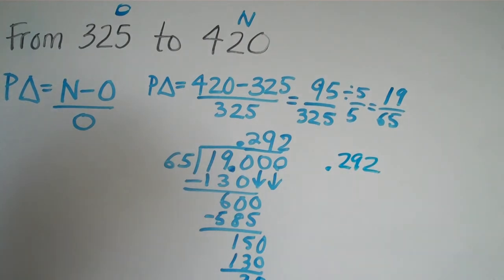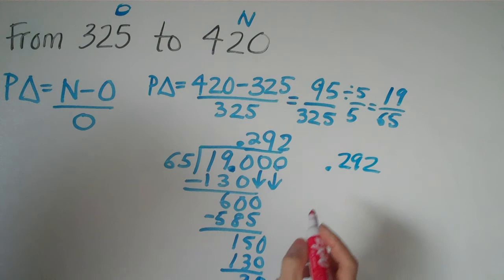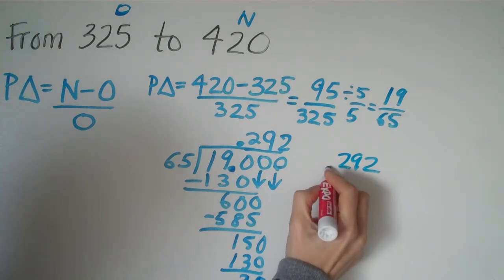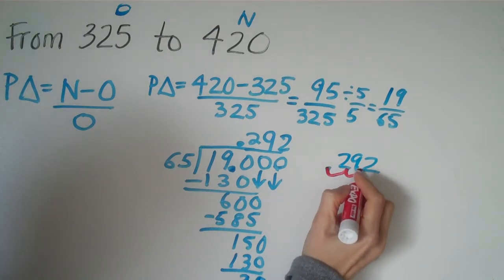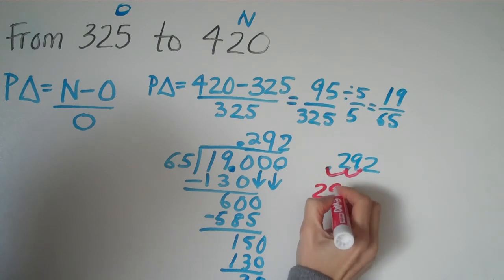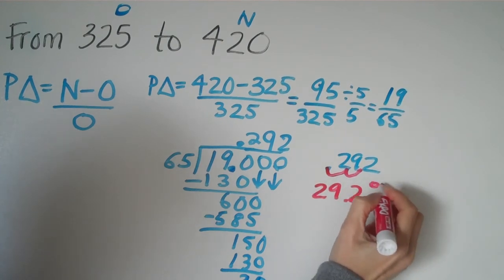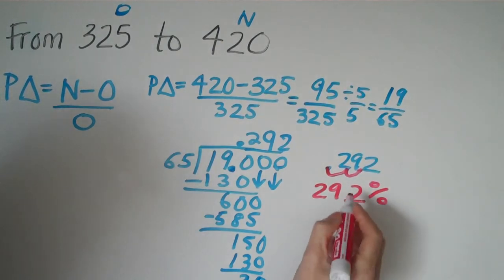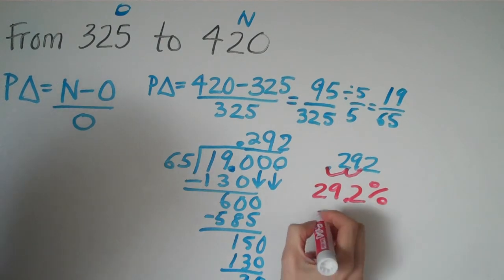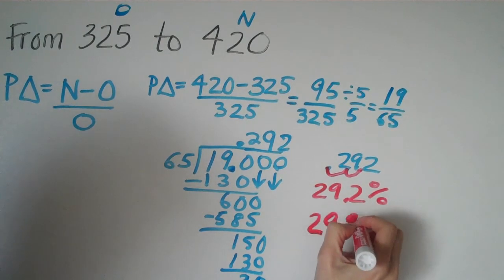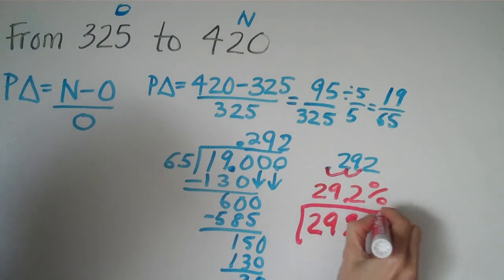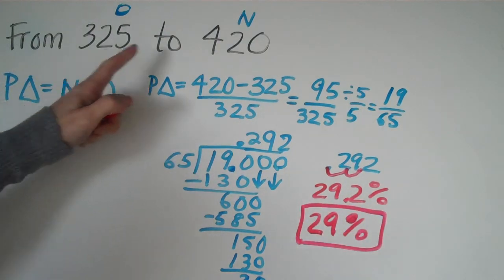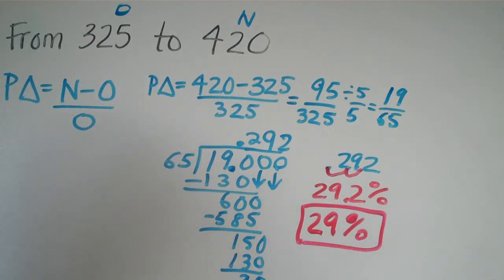We have 0.292 as our decimal, and if you want to go from a decimal to a percent, you go 1, 2 over to the right, so you have 29.2% as our final answer. And if they said to round it to the nearest percent, well, then it would just be 29%. And again, it's a positive number because it's an increase and it's our final answer.